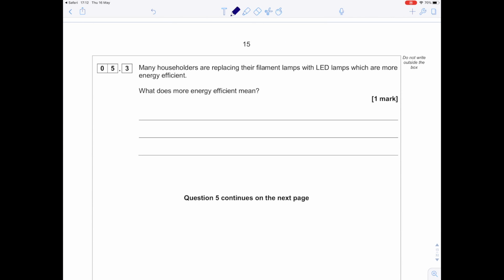5.3. Many householders are replacing their filament lamps with LED lamps, which are more energy efficient. What does more energy efficient mean? So remember, efficiency is given by the equation useful energy out over total energy in. And so effectively, if you increase the efficiency, it means that a higher percentage of the power is transferred usefully.